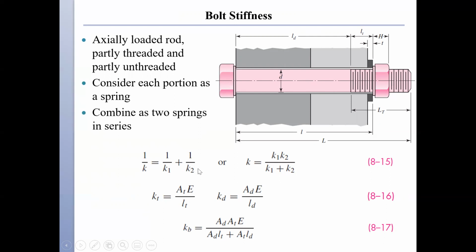The stiffness of two springs in series may be found by 1 over K equal to 1 over K1 plus 1 over K2. Or if I solve for K, I get K equals K1 K2 divided by K1 plus K2. Where we're going to use K1 for the threaded portion and K2 for the unthreaded portion. So for the threaded portion, I'm going to use the tensile area, AT. So it is AE over L for a rod, the stiffness. So AT times E divided by the threaded length lt. For the unthreaded portion, I have the nominal area, A sub D, multiplied by E divided by the unthreaded length LD. I substitute KT for K1 and KD for K2 in this equation. So equation 8-17 is going to give us the stiffness of the bolt.